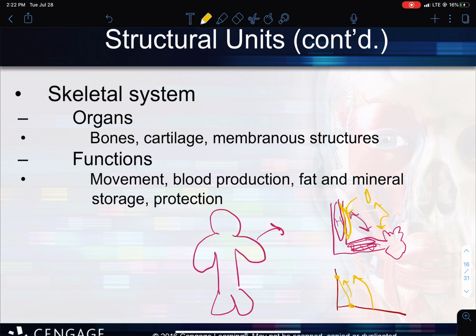In addition to supporting movement and protection, the skeletal system is also in charge of blood production, so producing red blood cells and some white blood cells. Also, not producing fat, but storing fat. It's a different type of fat than the annoying fat that we're all trying to get rid of in some capacity. And also storing minerals as well. So this is all happening within the hollow cavities of the bones.